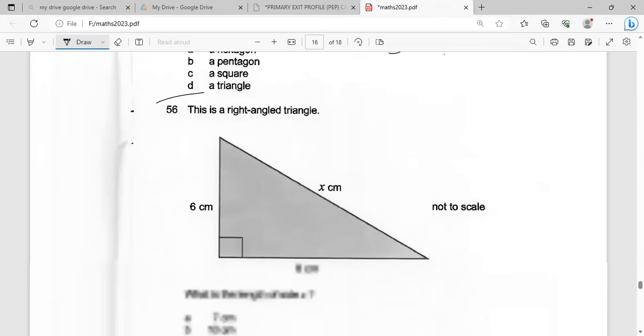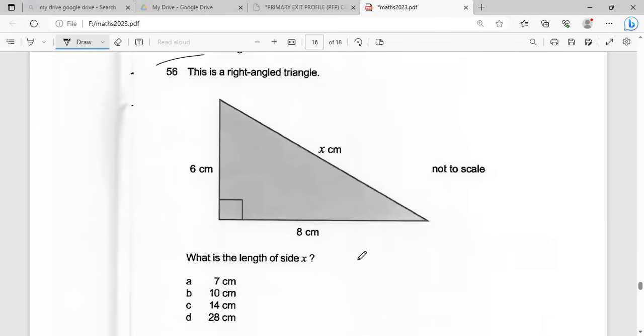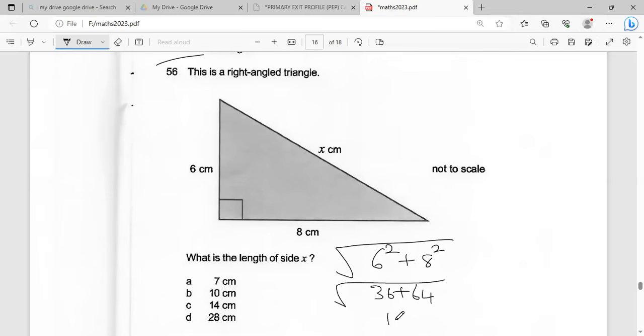The diagram is a right angle triangle. What is the length of x? I think this is a repeat, so it will be 6 squared plus 8 squared, all over the square root. That's 36 plus 64, so it's the square root of 100, which works out to 10.